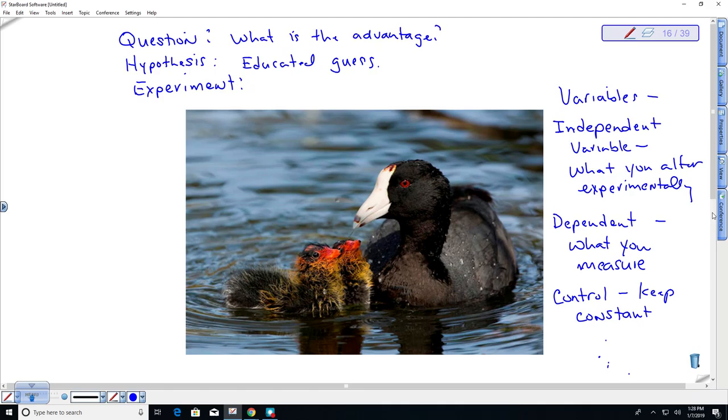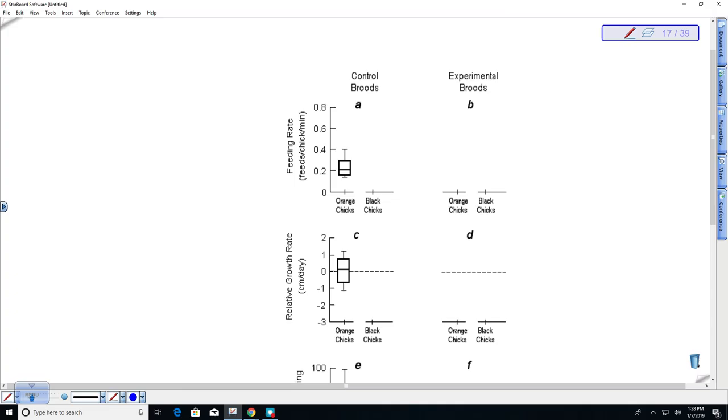Okay, so after we conduct the experiment, or when we're conducting the experiment, we could actually come up with a hypothesis. And so this is one of the sheets, this is the first graph on page 3. And so I wanted to explain what the control broods are. So the control broods are that there's only orange chicks or there is only black chicks. They are not mixed, right? So this is actually a control treatment. So you might want to write that down. So this is my control treatment.